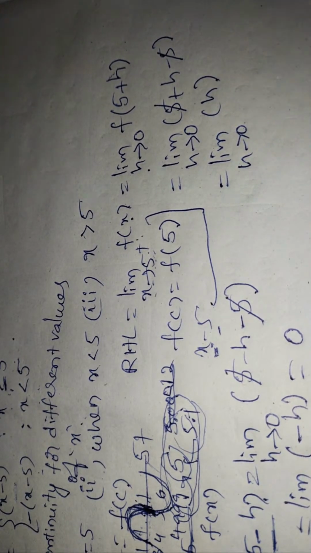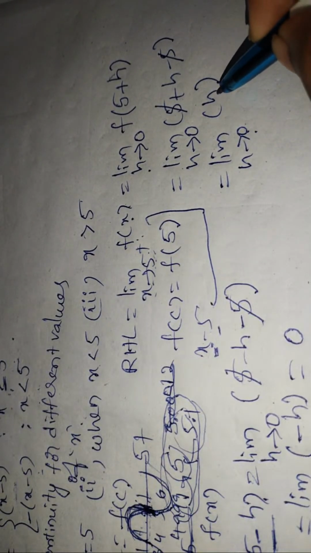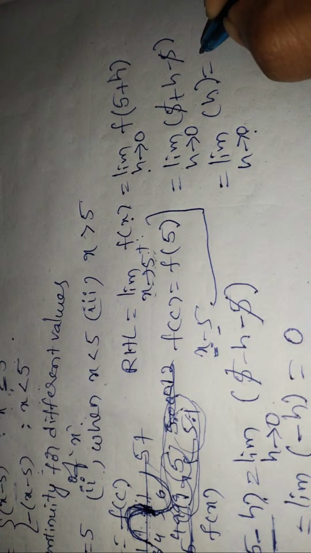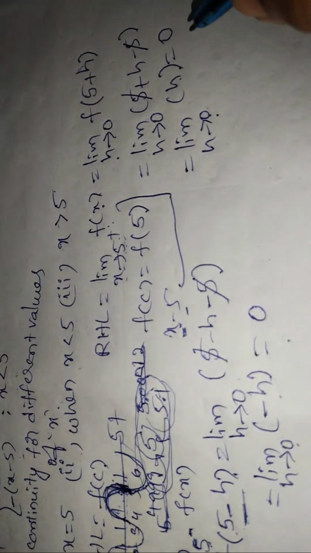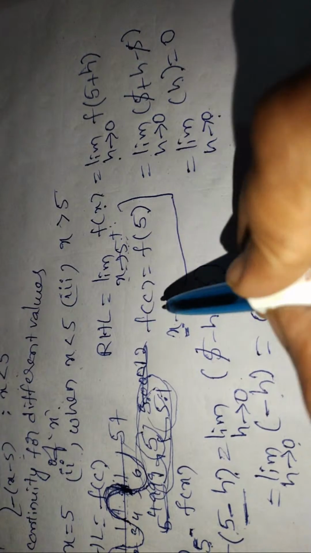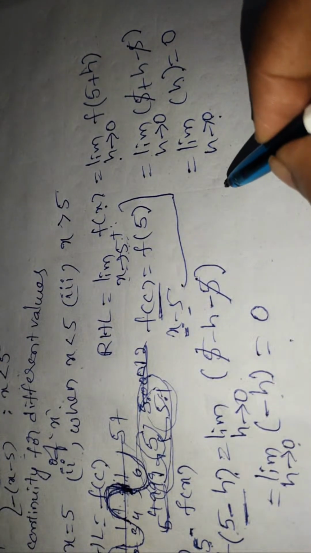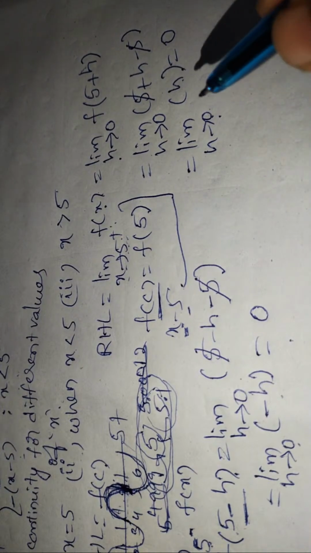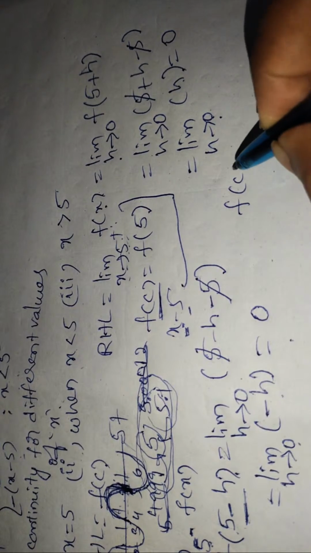So now write 0 in the place of h, so 0. This value is also 0. LHL is 0 and RHL is also 0. Then what is the last one remaining? f of c. If f of c is also 0, then it is continuous. So we will find f of c.